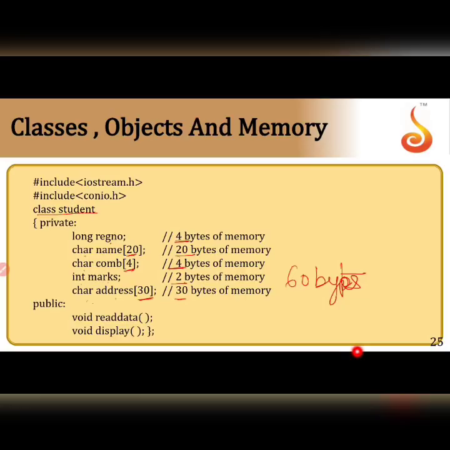And for this, do I allocate any memory for the member functions? There are 2 functions, read data and display. No, the memory is not allocated to the member functions, it is allocated only to the data members. So when you are finding how many bytes of memory would be required, you need to calculate for each individual element and then add it up.